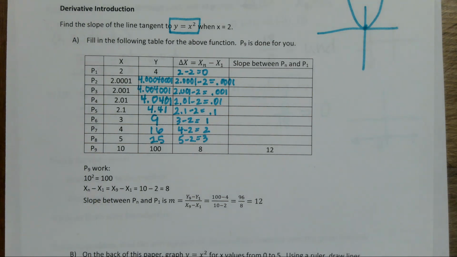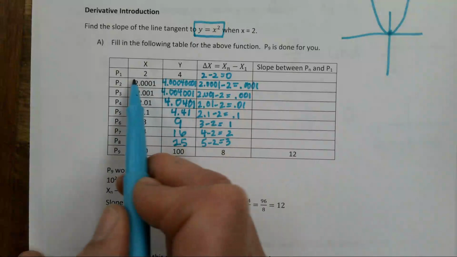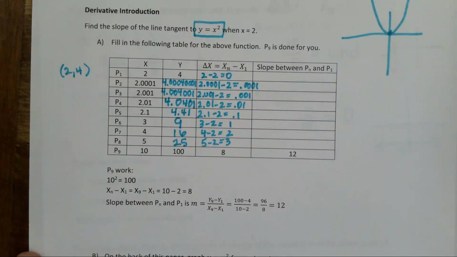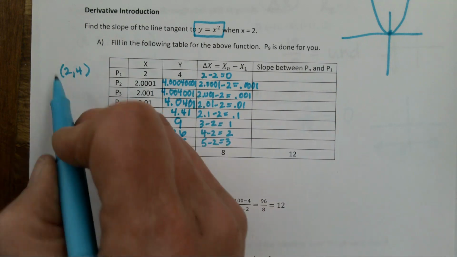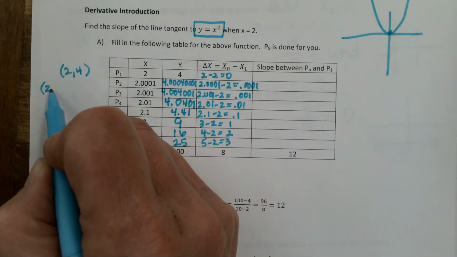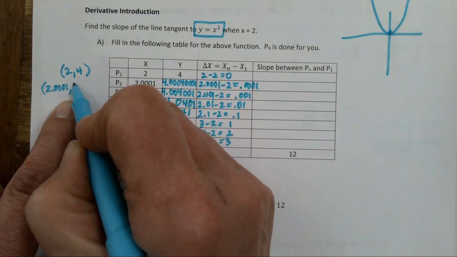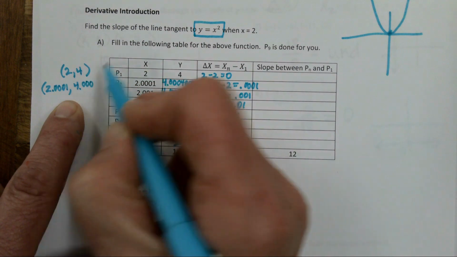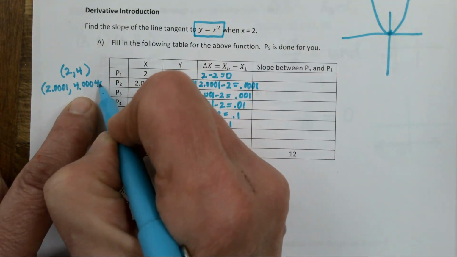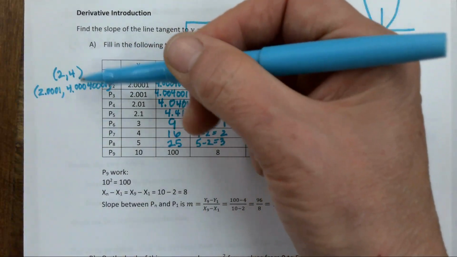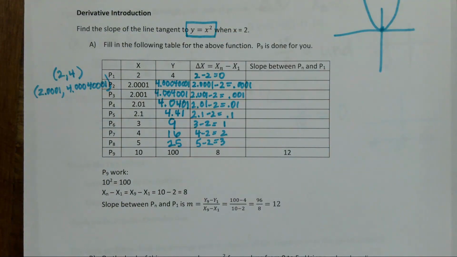Okay. Now, I need to find the slopes of all of these. My change in y over my change in x. Remember, my slope is my change in y over my change in x. So when I think of this value here as a point, that is 2, 4. Good? It's my first point. This one is hard to fit on here: 2.0001, comma, 4.00040001. Kind of an ugly point. I need to find the slope between those two: y2 minus y1 over x2 minus x1.